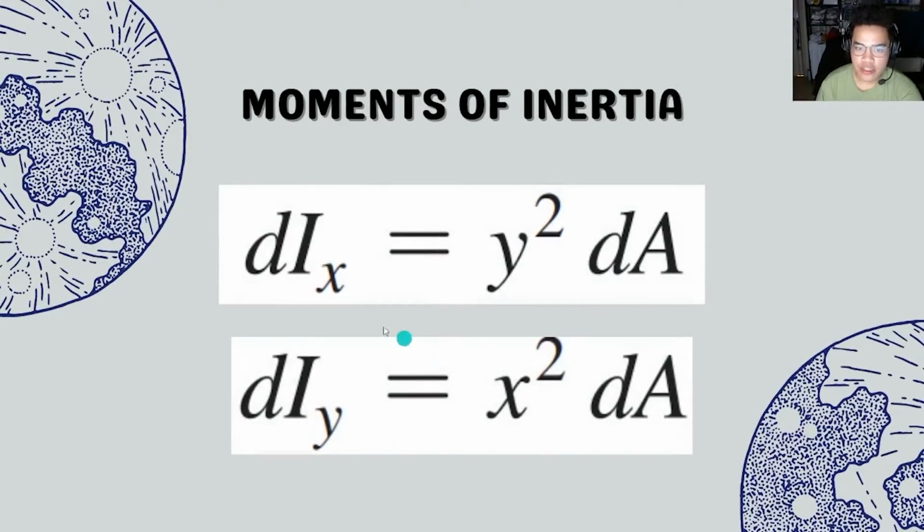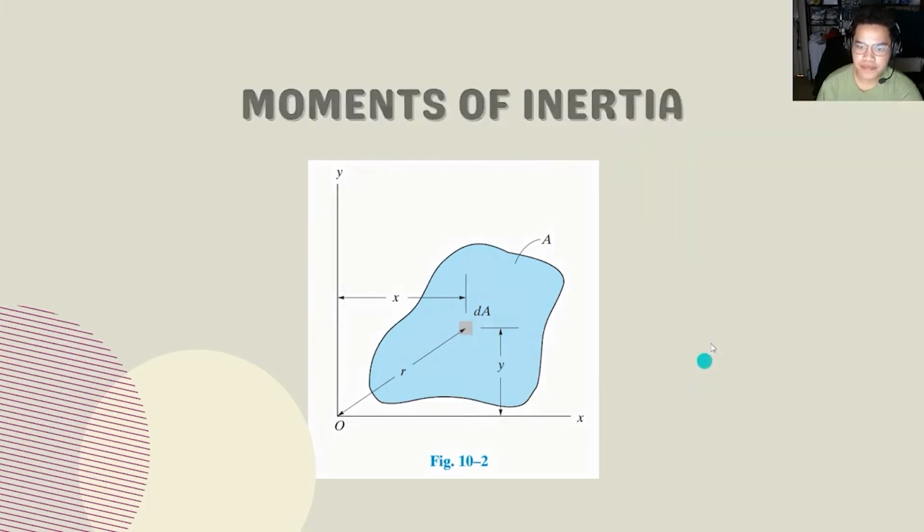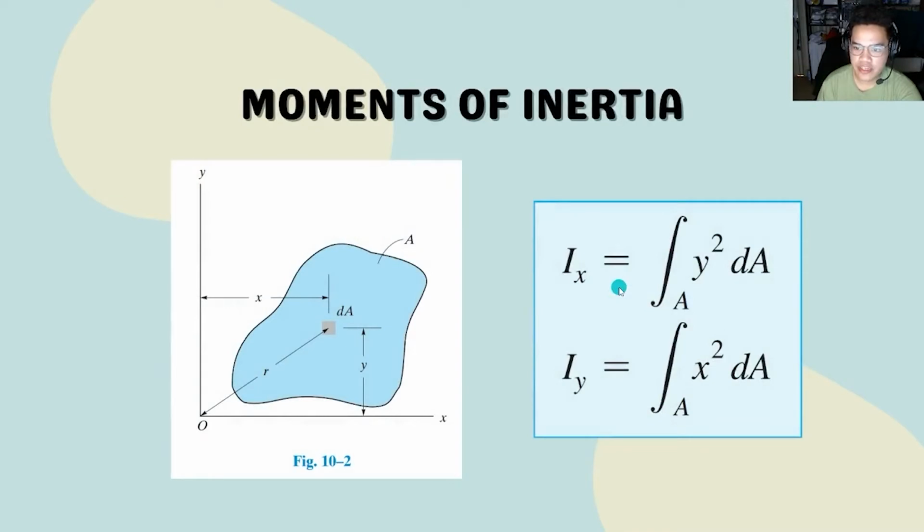By definition, the moments of inertia of a differential area dA about the x and y axes are dI sub x is equal to y squared dA and dI sub y is equal to x squared dA, respectively. So for the entire area A, the moments of inertia are determined by integration: I sub x is equal to the integral of y squared dA over the area, and I sub y is equal to the integral of x squared dA over the area.